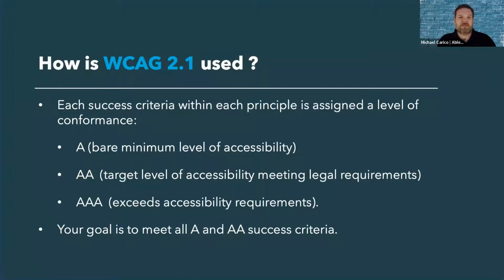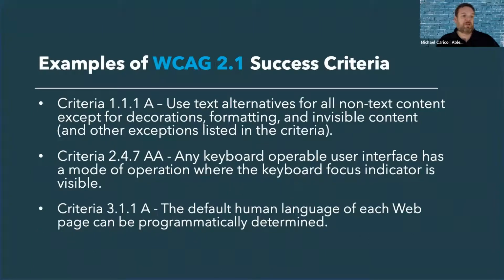And I'll show you some examples of these in a minute. Your goal when you're looking at your website from an accessibility point of view is to meet all of the A and AA success criteria defined in the WCAG 2.1. So, a few examples of success criteria. If the computer will work. There we go. All right, so these are taken right out of the WCAG 2.1.